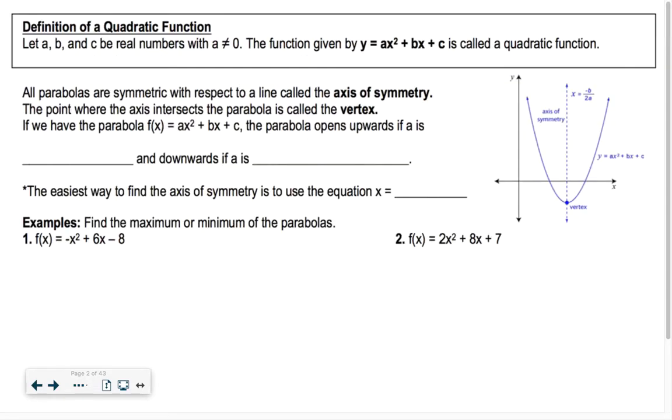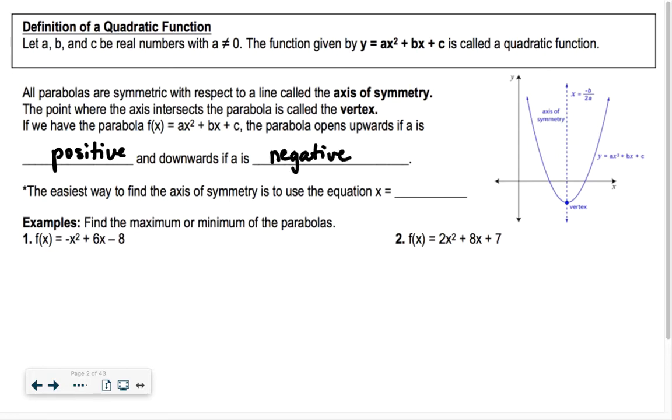All right. So definition of a quadratic function. When you see something like y equals a number times x squared, plus a number times x, plus a number, that's a quadratic equation. It's a parabola. I think you all know what that is. Parabolas are symmetric with respect to a fold line that we call the axis of symmetry. This is all ringing bells. You remember talking about this in Algebra 1 and Algebra 2? Yeah. The point where the axis intersects the parabola is called the vertex. So it's like the bottom or the top of the parabola. And it opens upwards if a is positive, and downwards if a is negative.